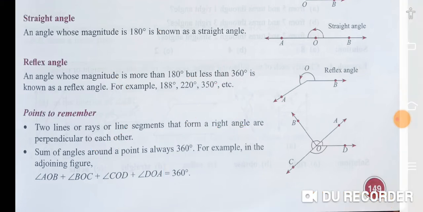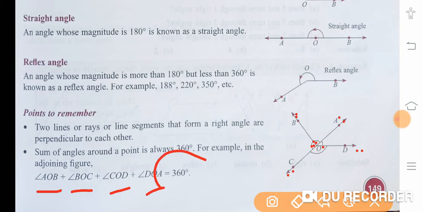Okay. Please see this figure. This is a figure in which the point O, where you are getting four different kinds of angle. Which angle? AOB, BOC, DOC, AOD. The sum of all the angles will be 360 degree. Means the sum of angles around a point is always 360 degree.